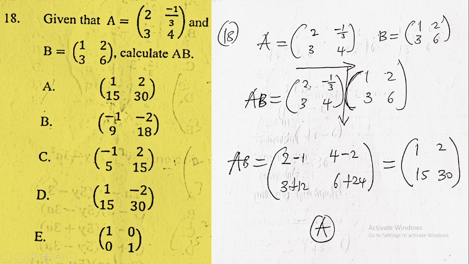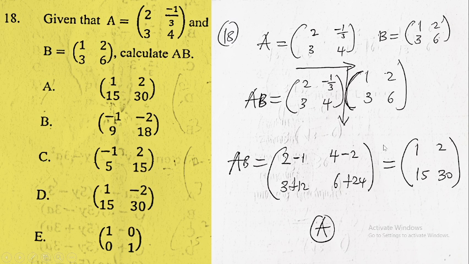So if that is the case, how do we multiply? We have 2 times 1, that will give us 2. Then minus 1 over 3 times 3 will give us minus 1. We're having 2 minus 1 here. Also 2 times 2 will give us 4. Then minus 1 over 3 times 6 will give us minus 2. Then 3 times 1 will give us 3. 4 times 3 will give us 12. Also 3 times 2 will give us 6. 4 times 6 will give us 24.